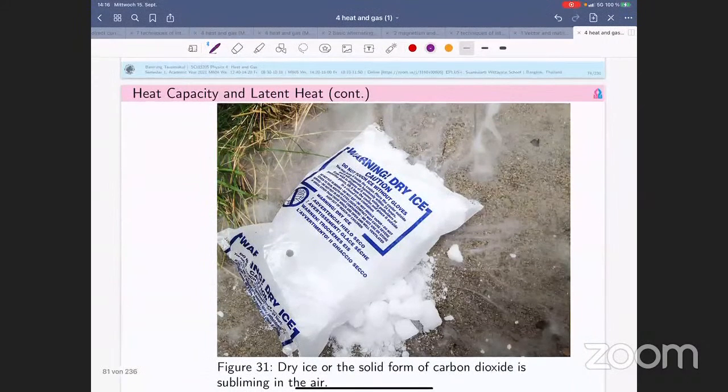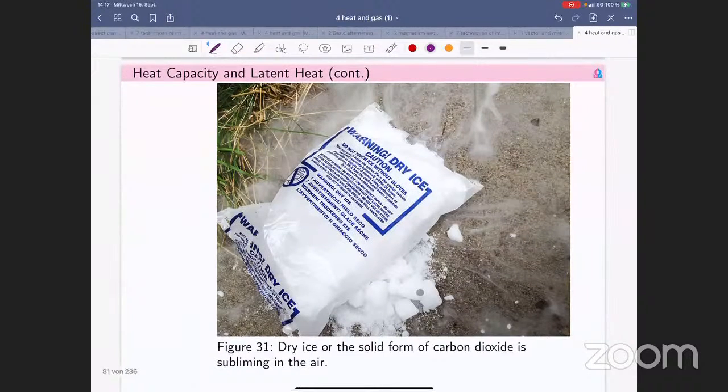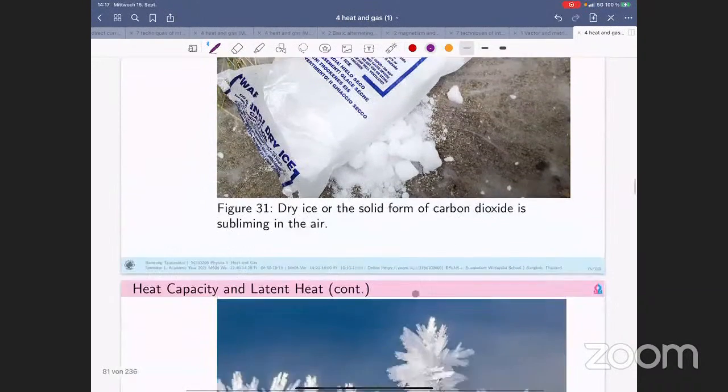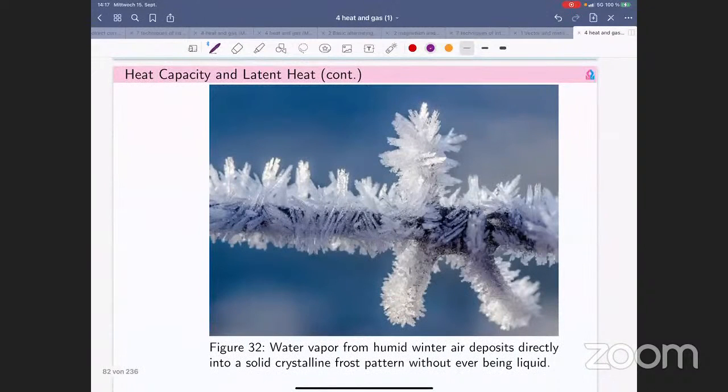An example of sublimation is something like this. You have dry ice, the solid form of carbon dioxide. You should not touch it. It can hurt your skin, and carbon dioxide is not good for your lungs. If you get too much carbon dioxide, you can get some problems.